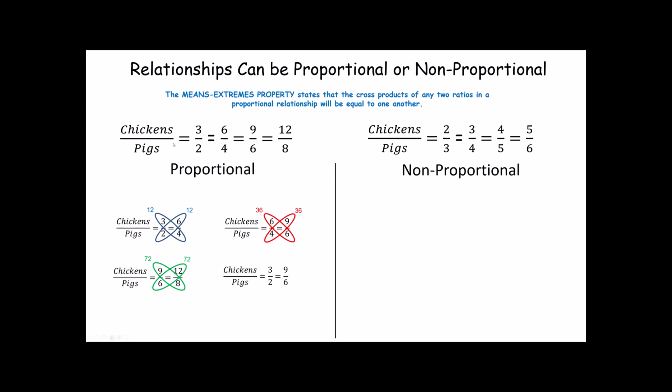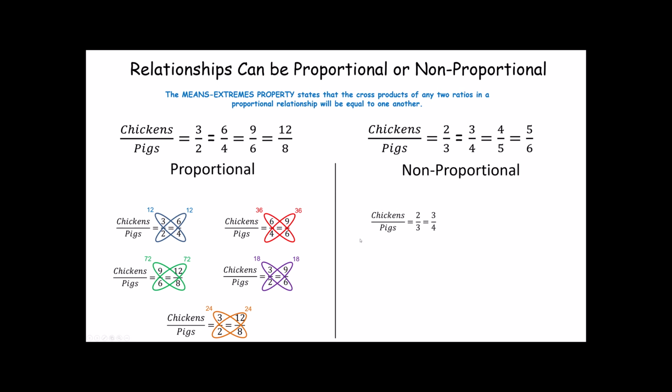I went in order for those first few. How about if I take the 3 halves and the 9 sixths? 3 times 6, 2 times 9, both are 18. And just to be thorough, 3 halves and 12 eighths, cross multiply, you get 24 and 24. In a proportional relationship, anytime you do cross products, your solutions should be the same.